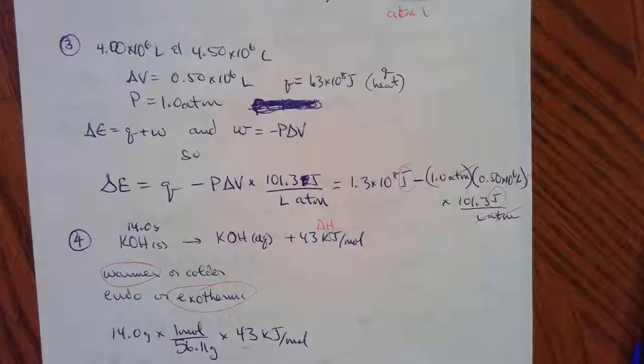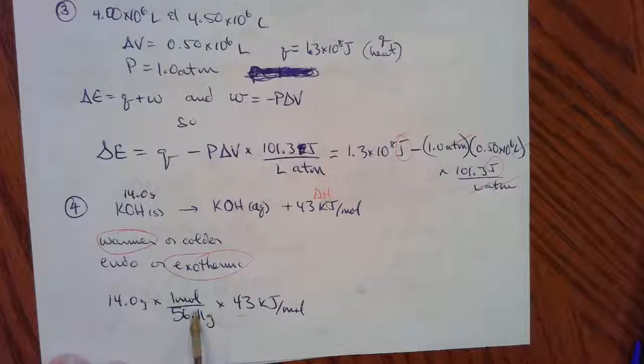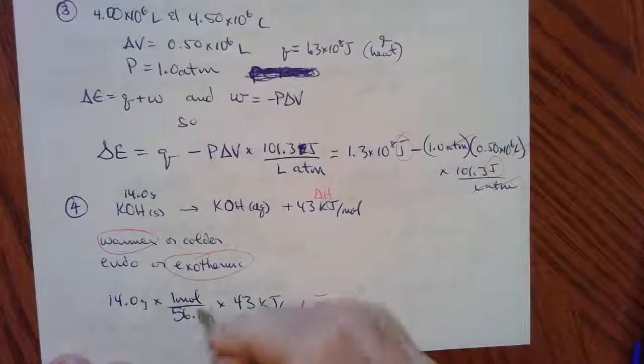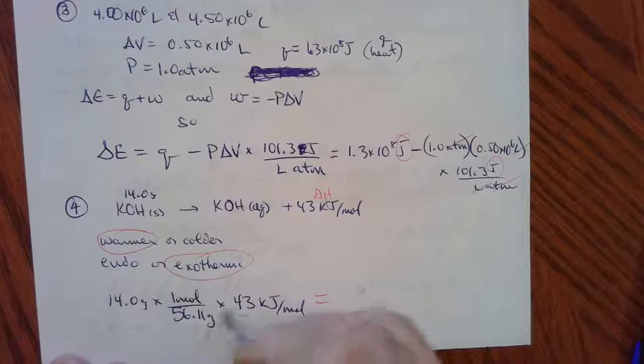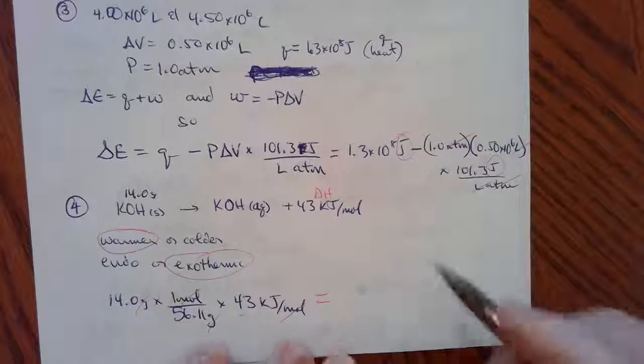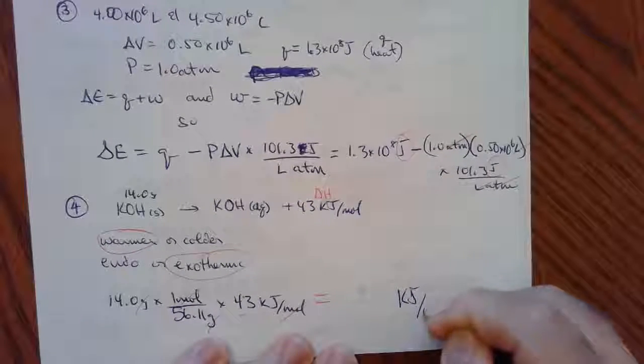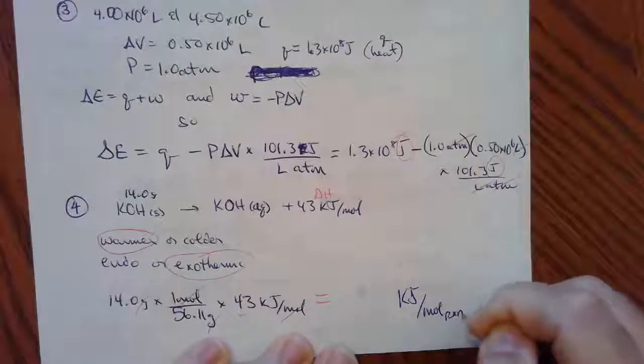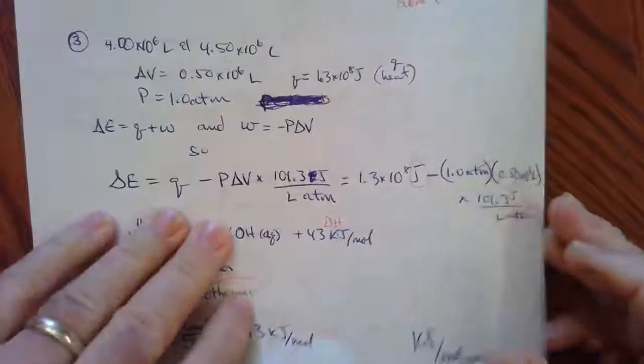Sorry about that. 14 grams, use the molar mass to get it into moles, times 43 kilojoules per mole. Right, so you've got grams canceling, you've got moles canceling, you're just left with kilojoules. And they say you want it in kilojoules per mole of reaction for some reason. I haven't read that article.